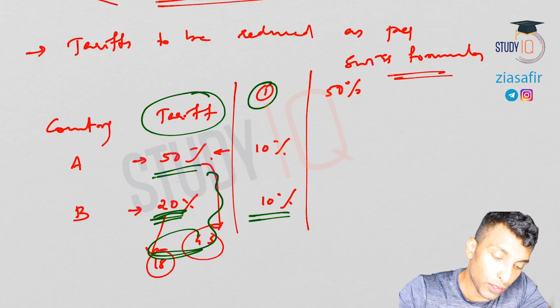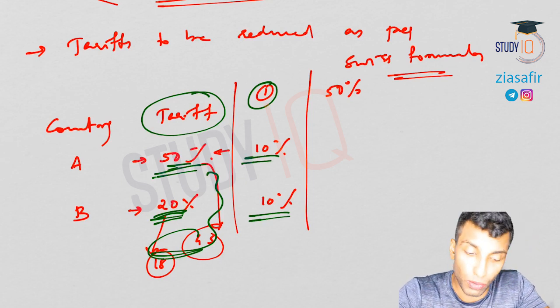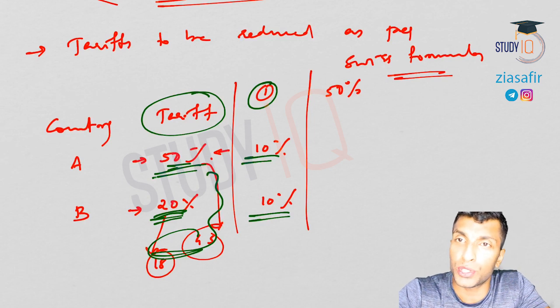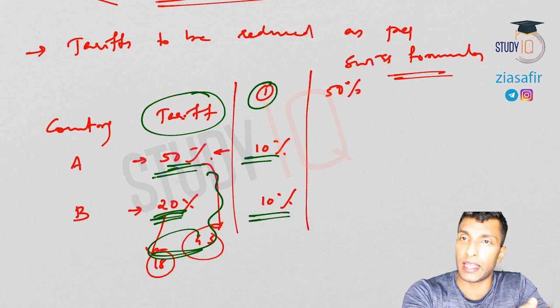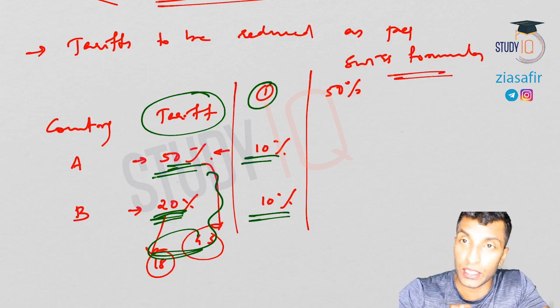Here it is 20, so reduce it to 10. Here it is 50, reduce it to 10. Okay, so both are now equal, reduced to 10. Both are same. That is one way. So that is only one fixed rate for both these countries A and B. Okay, so that is one way.